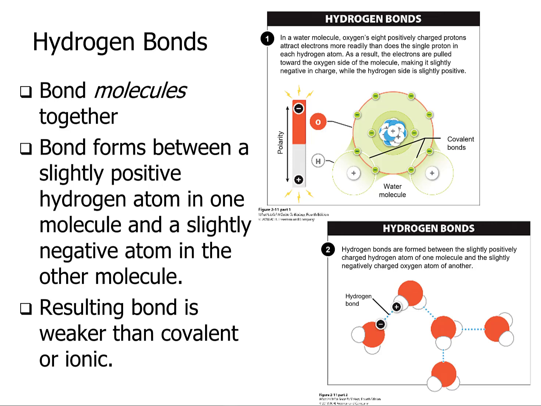So hydrogen bonds bond molecules together. Bonds form between a slightly positive hydrogen atom in one molecule and a slightly negative atom in the other molecule. The resulting bond is weaker than covalent or ionic. So hydrogen bonding is the weakest bond. And you can see the positive and negative aspect of water. Remember, we said water was bipolar, and because it has opposite charges on the poles, it can interact. So there's this cohesiveness in the water.